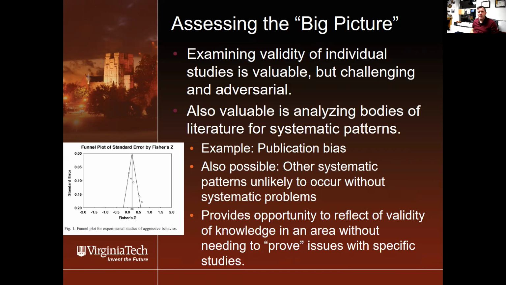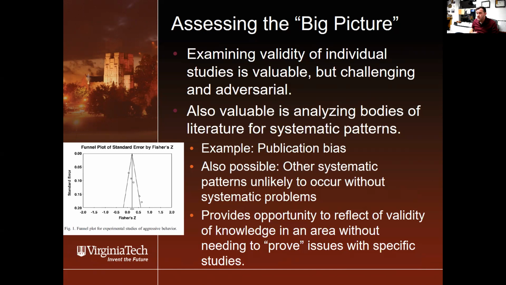I think there's definitely great value in looking at large bodies of literature for patterns that should be there, or maybe patterns that should not be there. A good example is that there's already a lot of existing research on patterns that suggest there might be publication bias. I can show you here some very simple examples of easy ways that we should use more to find other systematic patterns that might be unlikely to occur without systematic problems.